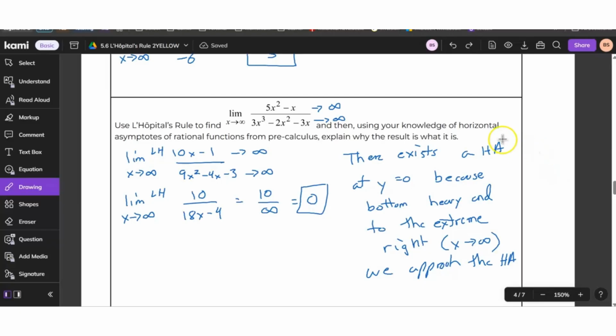Really, the most important part is the fact that it's bottom heavy. Like in your pre-calc, you would have been like, oh, it's bottom heavy, so it's 0. Because you learned in your pre-calc that all of your rational expressions had that rule: top heavy, bottom heavy, power equal. Always 0. And L'Hopital's just proved it. Go L'Hopital.